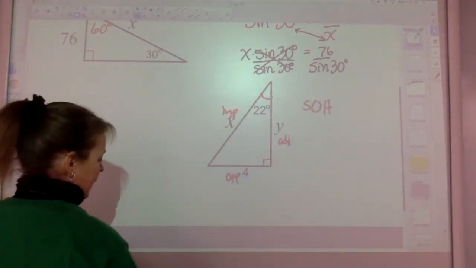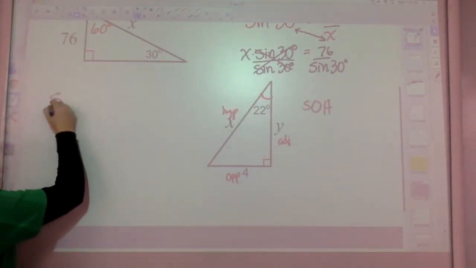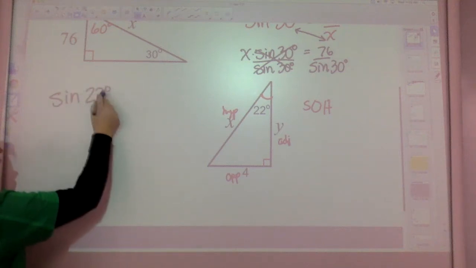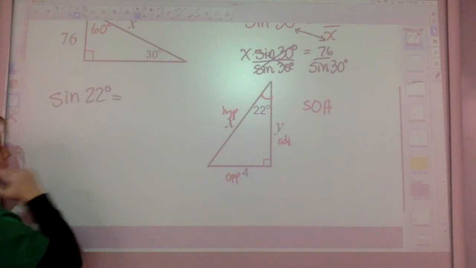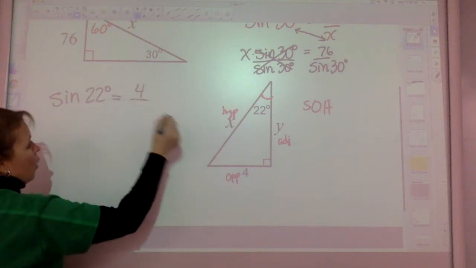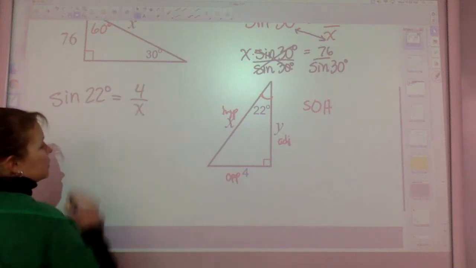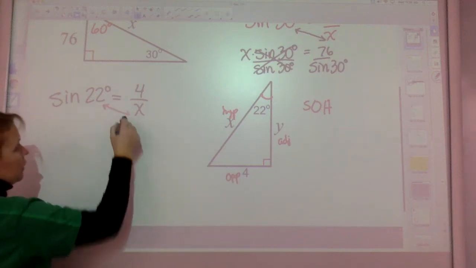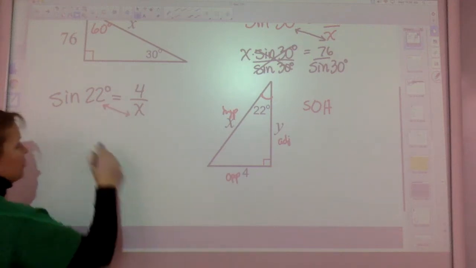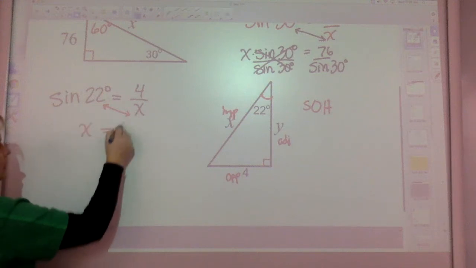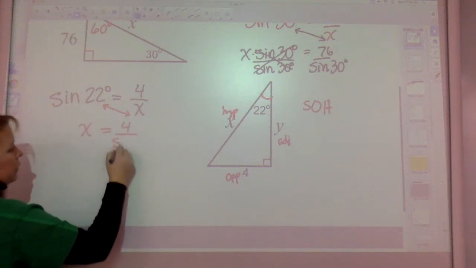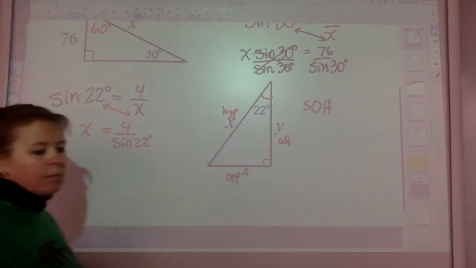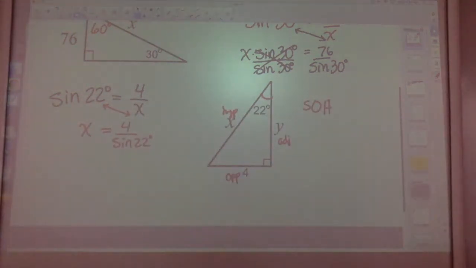Pretty much the same setup over here. I'm going to leave it where there's a lot of room because we have to find the other one. The sine of 22 degrees, don't forget your degree symbol, equals opposite over hypotenuse. I just showed you that shortcut. Let's use it. Cross multiplying and dividing is the same as switching places. Take 4 divided by the sine of 22 degrees.